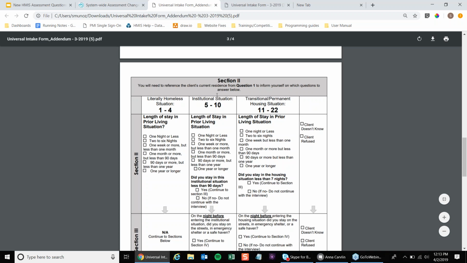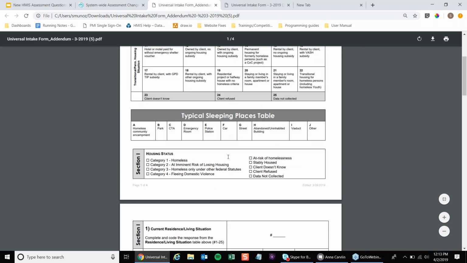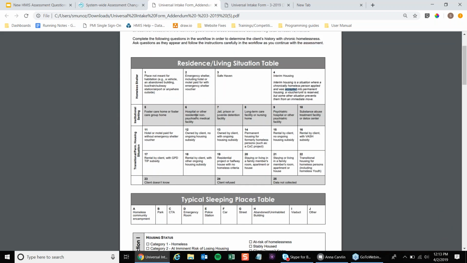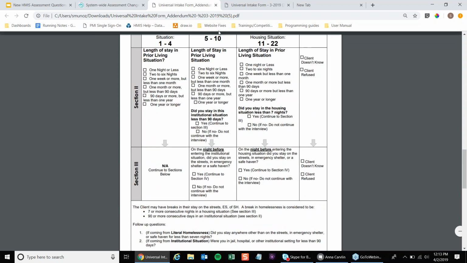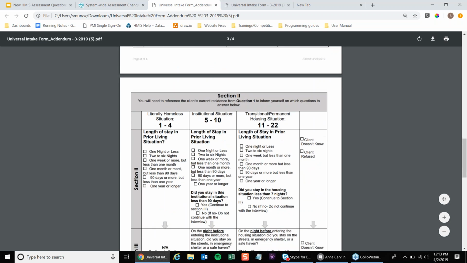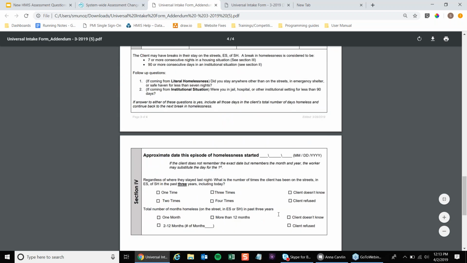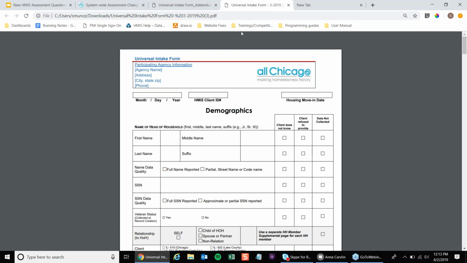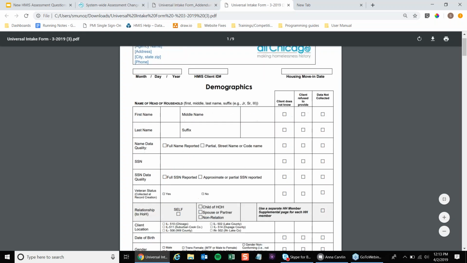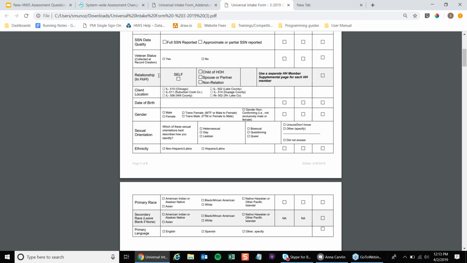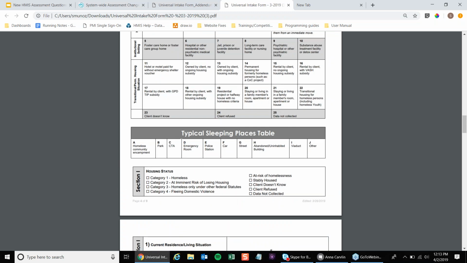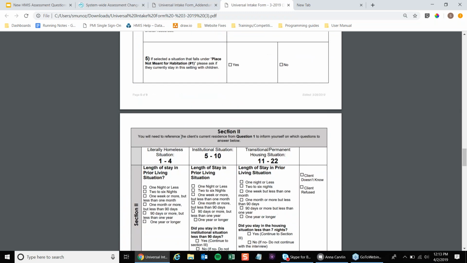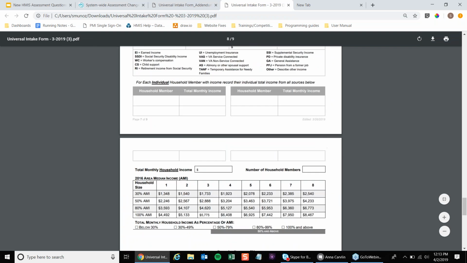If a client listed that they're in a situation 5 to 10, and if we look at that, foster care, hospital, jail, prison, long-term care facility, psychiatric hospital, substance abuse, then you would stick to this column, and then 11 to 22, etc. And that is the addendum. The universal intake form is the same universal intake form with the addition of the sexual orientation question and the homelessness history done exactly the same way that the addendum is done.